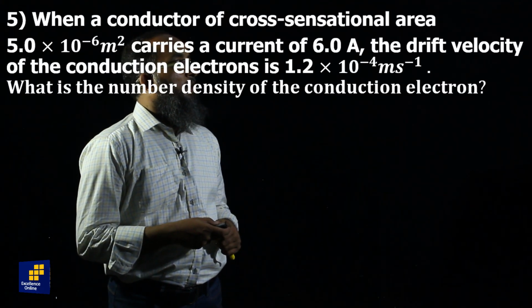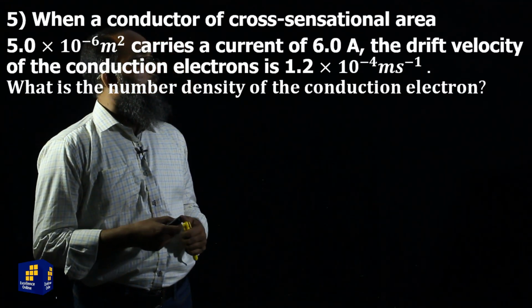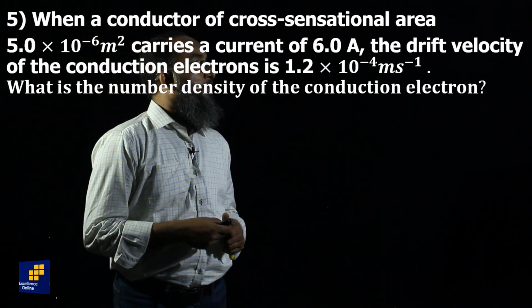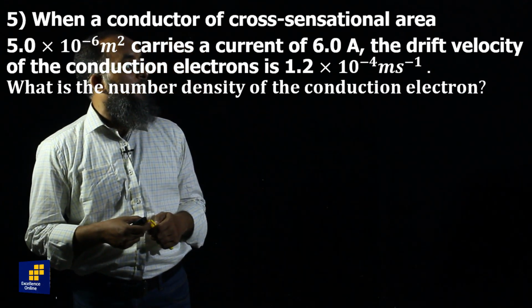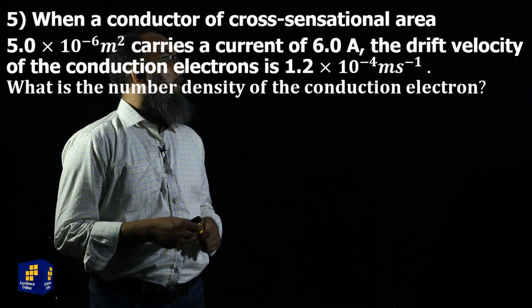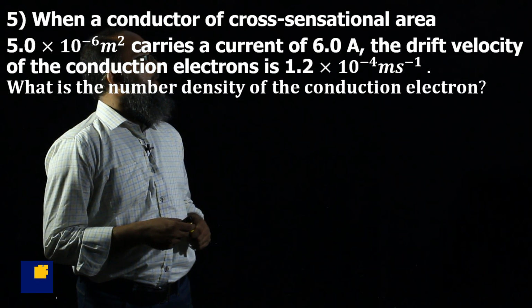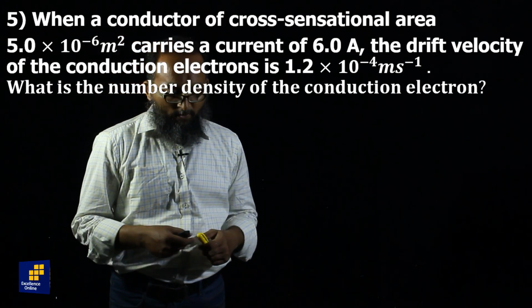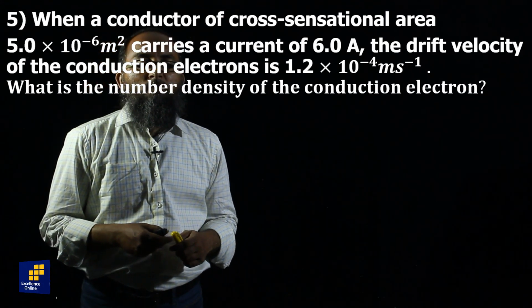The next question here is on the screen. When a conductor of cross-sectional area 5.0 × 10^-6 meters square carries a current of 6.0 ampere, the drift velocity of the conduction electrons is 1.2 × 10^-4 meter per second. What is the number density of the conduction electrons? ये क्वेश्चन इसको पढ़िए दोबारा और फिर हम इसमें डेटा एक्सट्रैक्ट करने की कोशिश करते हैं.